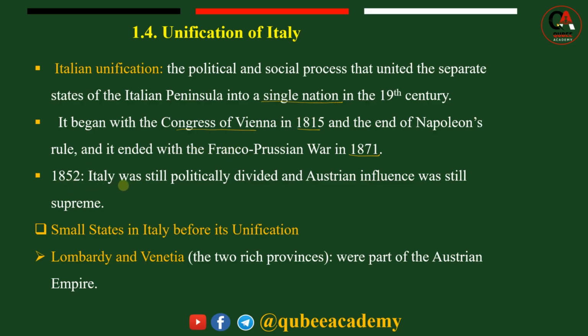So in 1852, Italy was still politically divided and Austrian influence was still supreme in Italy. Vienna Congress in 1850 process started, but until 1852, Italy divided into around 8 small states or petty states. And also that state dominated by Austria. Because of this, until 1852, Italy was politically disunited and influenced by the dominance of Austria.